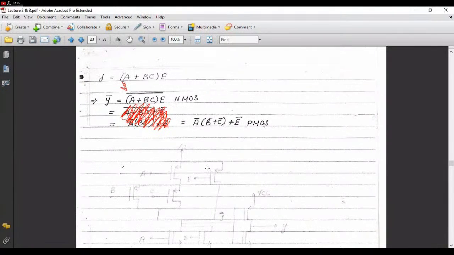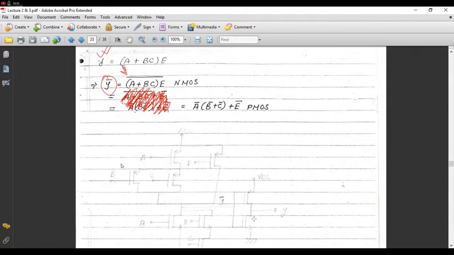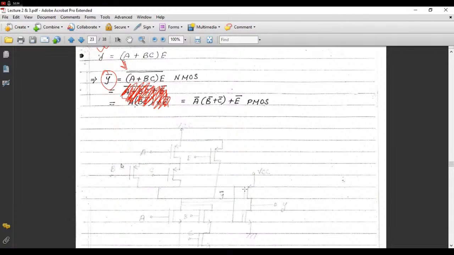And finally, at the output terminal, the output coming out from here is Y bar. See, the output will be Y bar actually, but my requirement is Y. So simply add a CMOS inverter right over here. You are going to get a value of Y now.